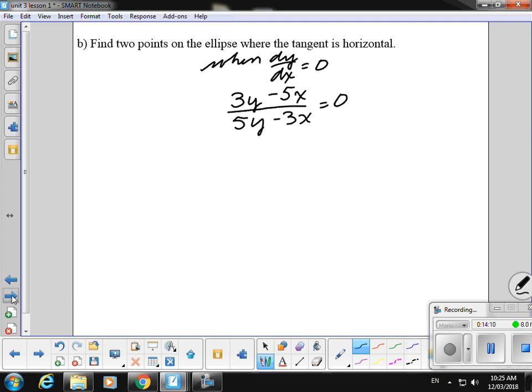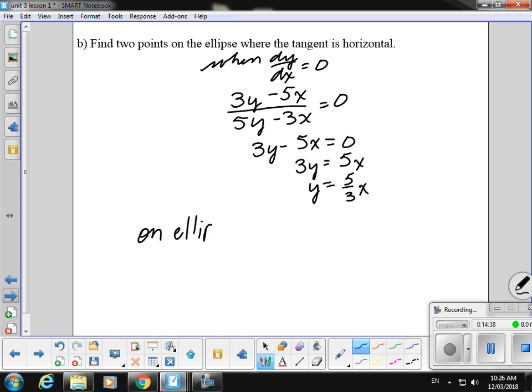All right, if I multiply both sides by the denominator, I'm really looking for, when is 3y minus 5x equal to 0? I am looking for, when is 3y equivalent to 5x? Or y is 5/3 x. Well, that could be a lot of different places, but I want to know, when does that happen on the ellipse? So I am going to substitute y equals 5/3 x into the original equation. And that will tell me on the ellipse where that happens.